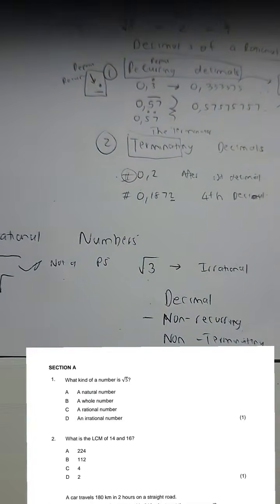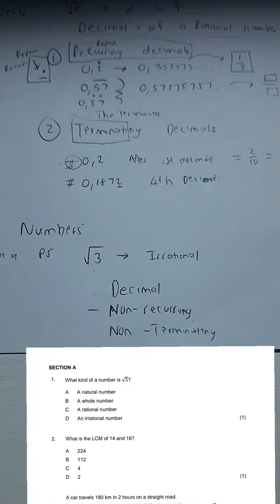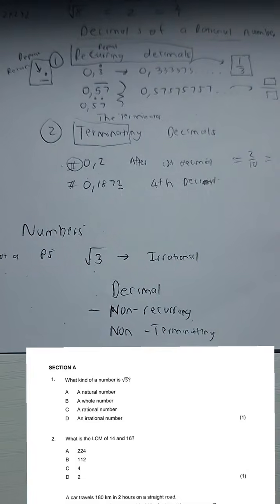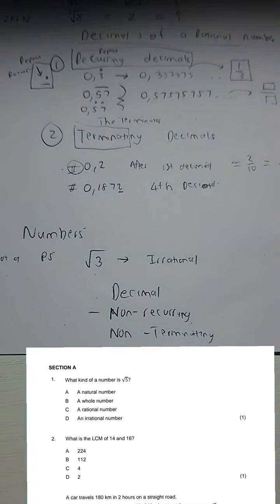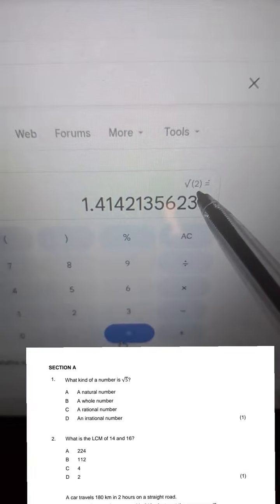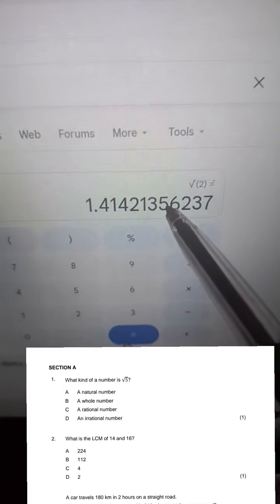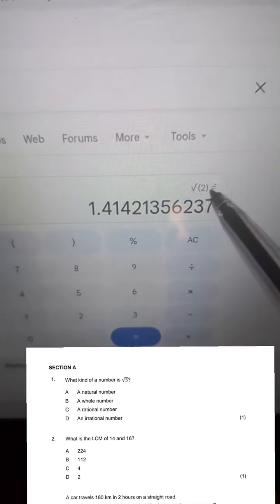It means there is no repeat of numbers, no pattern or repeat of patterns. I will show you an example, guys. For instance, if I write down the square root of 2, look at it. It gives me 1.41421356237. This is the square root of 2.